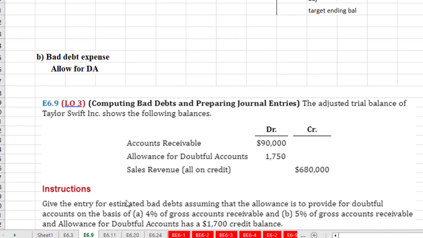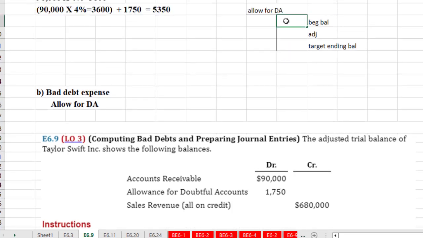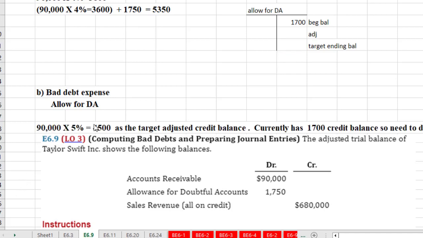Let's look at part B. In part B, it says that there's 5%, so it's a little bit different, of the gross accounts receivable, and they changed the allowance for doubtful account to be a $1,700 credit balance. And our adjustment then is going to be 5% of the accounts receivable. So since 5% of the accounts receivable is $4,500, that's what we want our target to be. And so our journal entry then needs to be $2,800 in order to get the debits to equal the credits and to get our allowance account to equal.